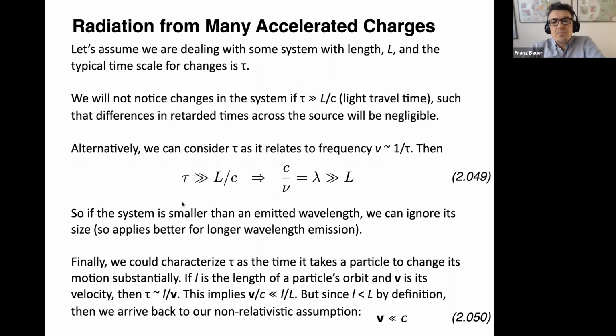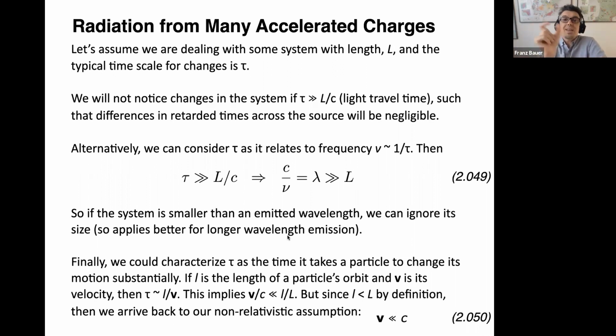And so that's actually a little bit trickier to do because the wavelengths that we're talking about are pretty small. And so having this be much larger than this could be tricky. But basically the system has to be smaller than the emitted wavelength. And if that's true, we can ignore the size. And this then again applies obviously to longer wavelength emission more rapidly than it does to shorter wavelength emission.